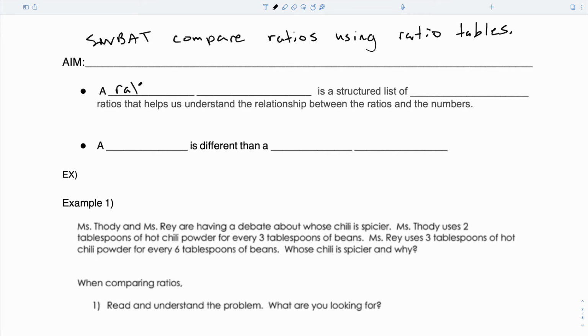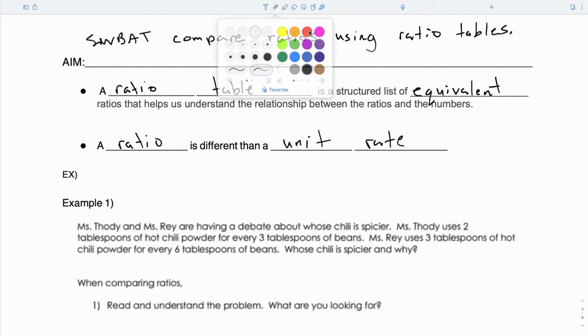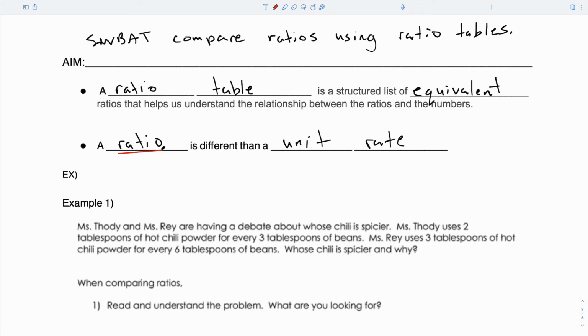A ratio table is where all the ratios come to eat. Lame joke, Mr. MacD. It is a structured list of equivalent ratios, which means you can simplify them to be the same. That helps us understand the relationship between the ratios and the numbers. A ratio, you might be thinking, well, that sounds a lot like a unit rate. It's a little different than a unit rate. Here's why. A ratio does not have to be over 1.